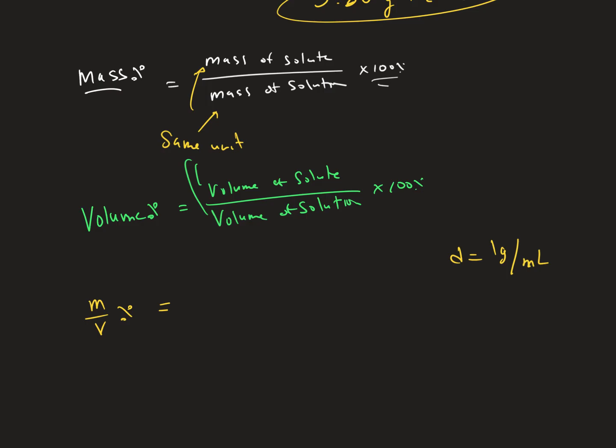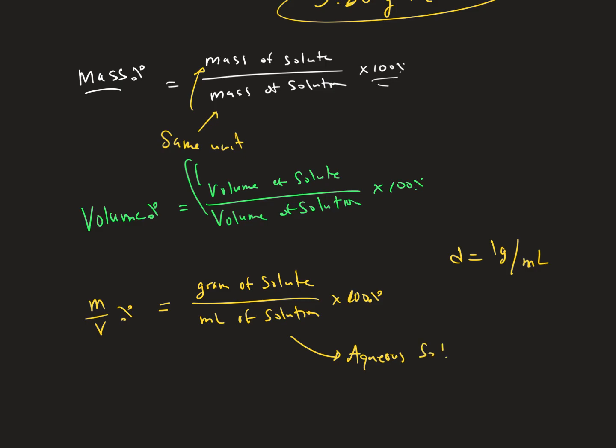Does that make sense? So the equation for mass to volume percent is grams of solute over milliliters of solution times 100%. And again, this is only for aqueous solutions. But that's generally what we use in chemistry, right? Is aqueous solutions. There are sometimes we might not use aqueous solutions, but most of the time we do.